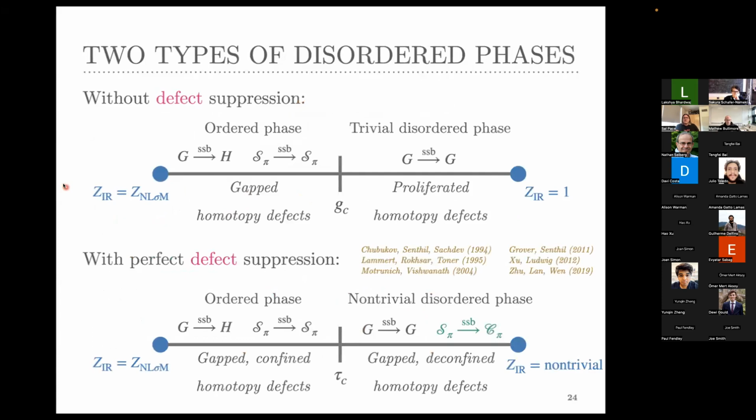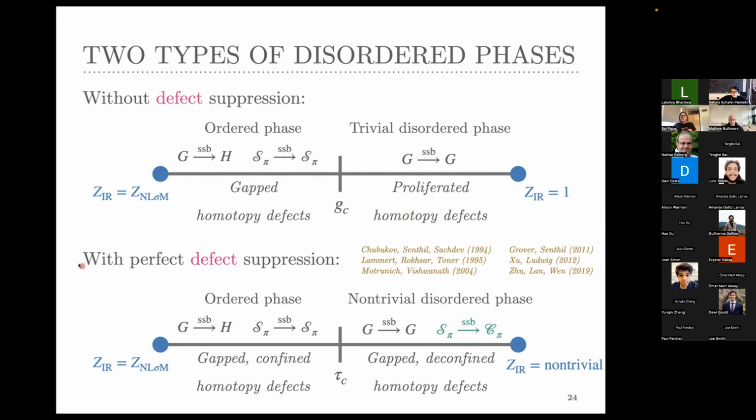And this actually gives rise to two prototypical types of disordered phases. There's a disordered phase we already talked about. Recall there's the ordered phase that has a symmetry breaking pattern. We just now talked about how there's an emergent symmetry that's not spontaneously broken, and there's gapped homotopy defects. And if we proliferate the homotopy defects, we go to a trivial disordered phase. The microscopic symmetry isn't spontaneously broken anymore. Because we proliferated the homotopy defects, this symmetry doesn't emerge anymore. It's the normal story.